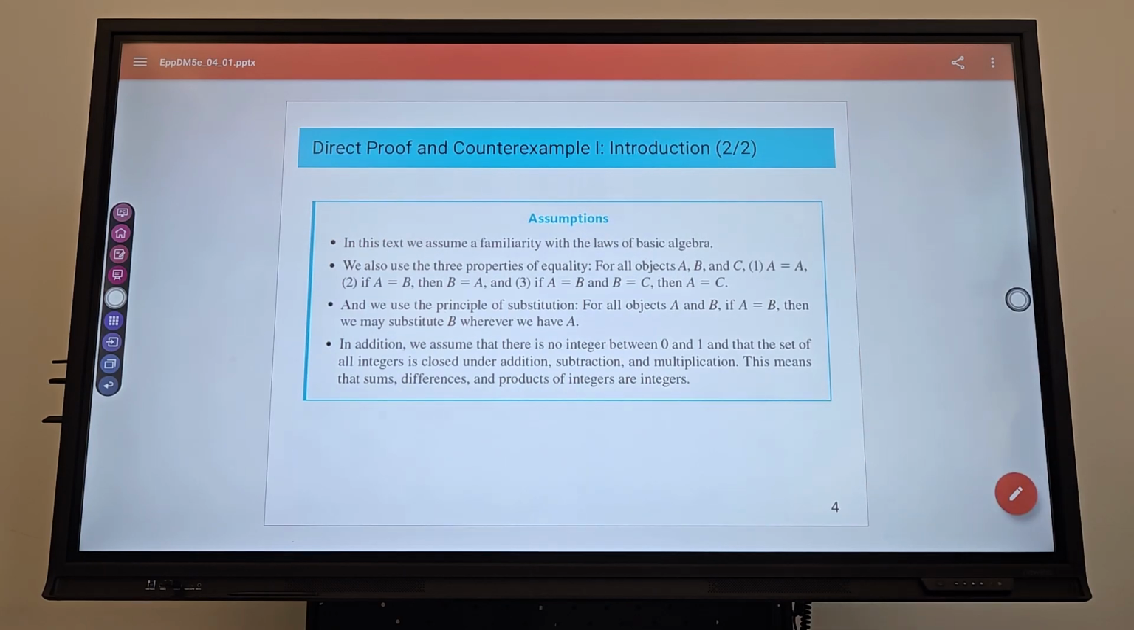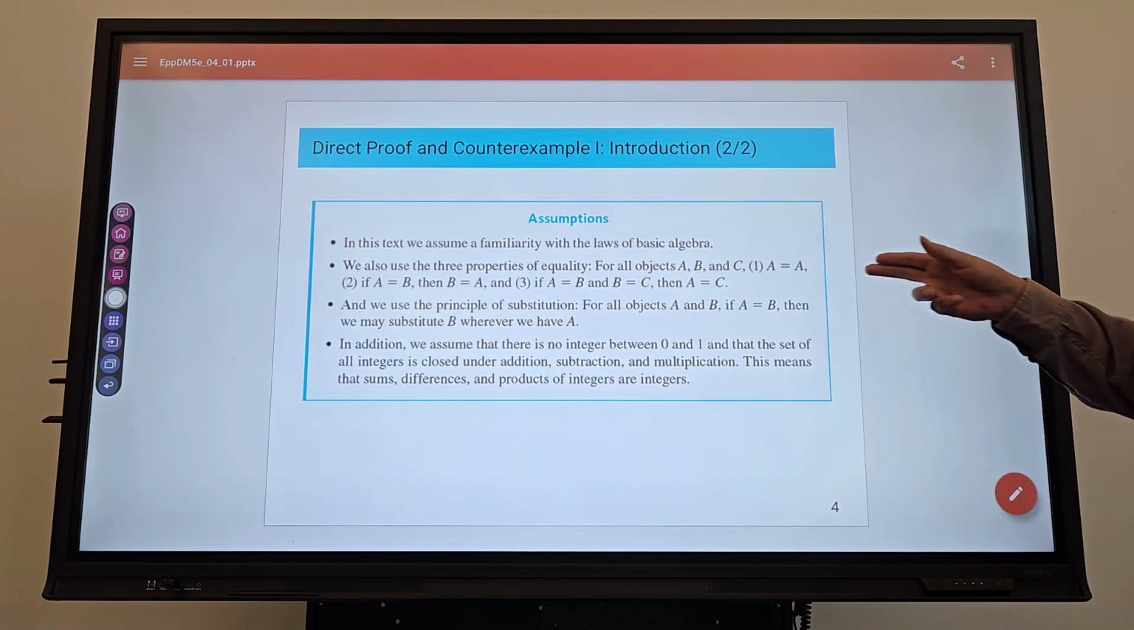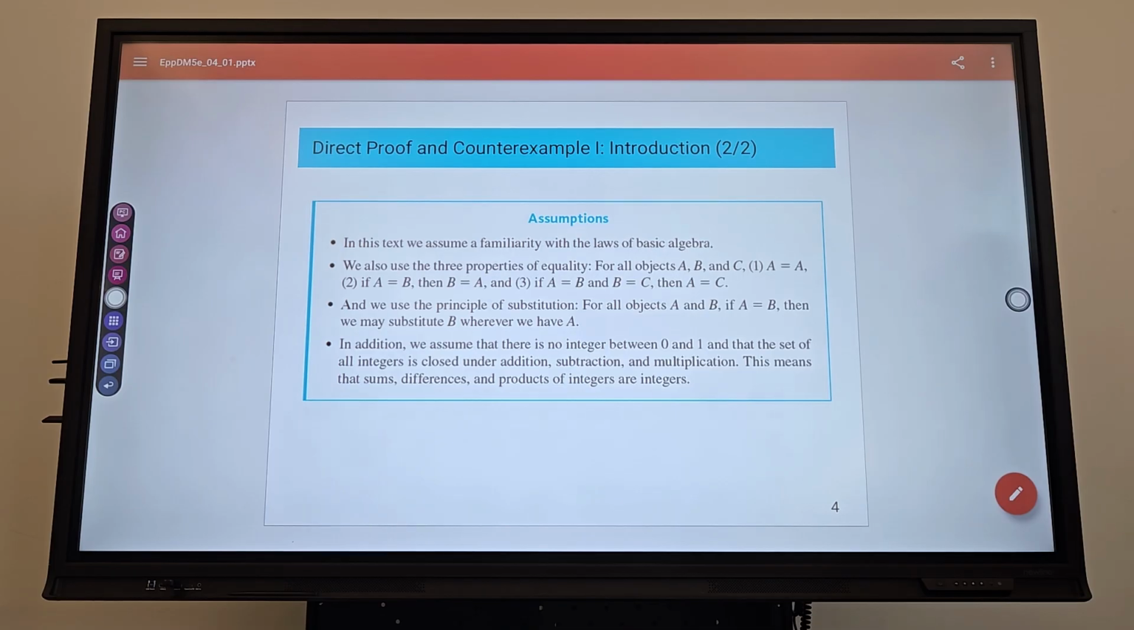Now, some assumptions about the numbers and theory, assumptions that are going to be used throughout this chapter. We assume that you have a familiarity with the laws of basic algebra. We also use the 3 properties of equality, shown here. Principle of substitution: for all objects A and B, if A equals B, then we may substitute B wherever we have A.